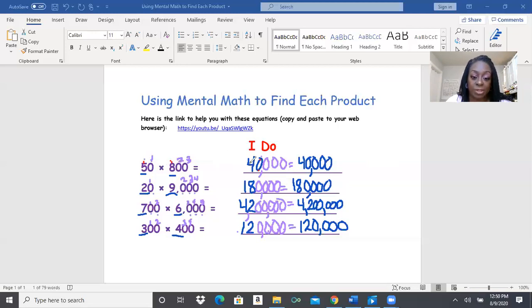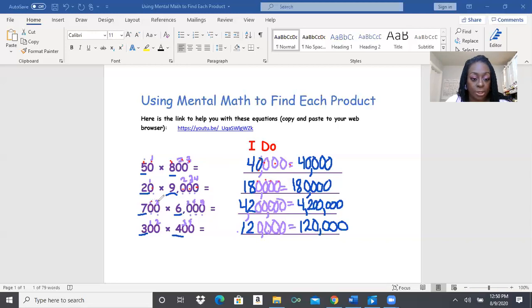8 times 5 was 40. 2 times 9 was 18. 7 times 6 is 42. 3 times 4 was 12. Okay? And so we had 1, 2, 3 zeros. That gave us these zeros here. We have 1, 2, 3, 4 zeros. That gave us our 4 zeros here.